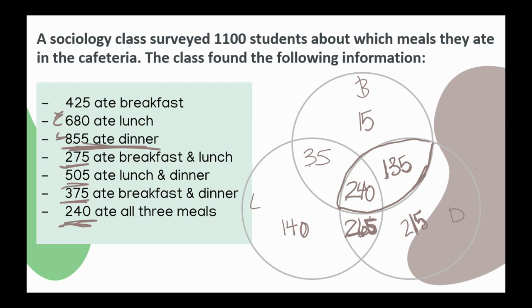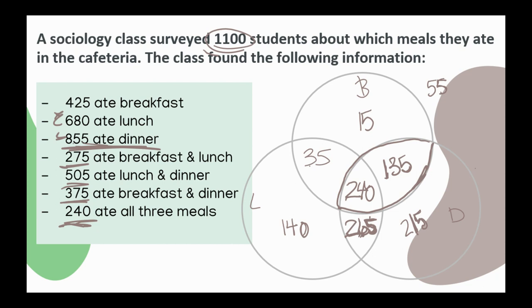Now, let's think about the universe, because there were 1,100 students total that were asked. Do all these numbers add up to 1,100, or do we have some people who didn't eat anything? So let's add up. Let's see, 15 plus 35 plus 240 plus 135 plus 140 plus 265 plus 215, and we get 1045, meaning that there are 55 people out here. If I do 1,100 minus 1045, I get 55 people who didn't eat any meals in the cafeteria.